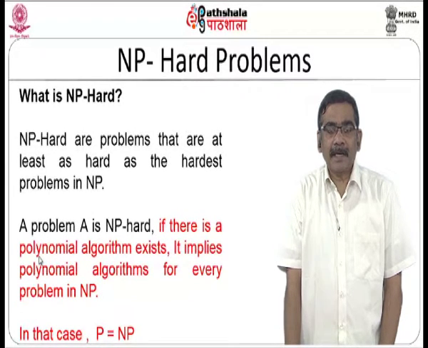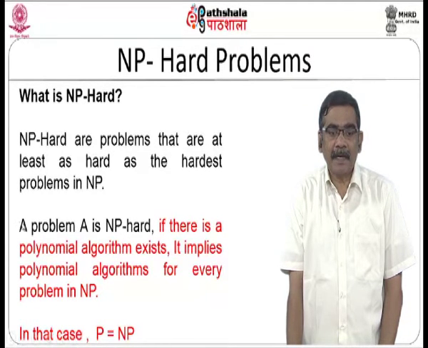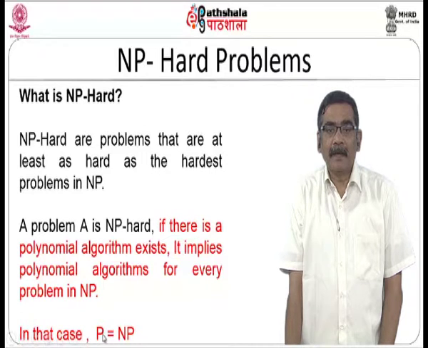Fine. We will take NP as the central core of discussion in this particular module. We will try to define some of the jargon related to that. First, we will take the category of NP hard problems. What is a hard problem? We can say a problem A is NP hard if there exists a polynomial algorithm for it. It implies that using that algorithm, all the problems that come under the NP category can be solved. In other words, it is equivalent to saying that P is equal to NP.